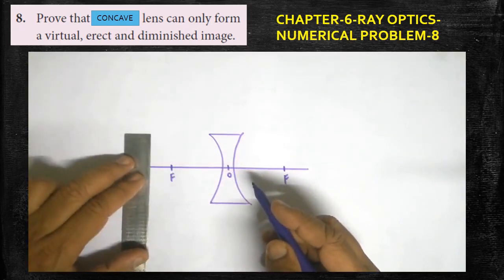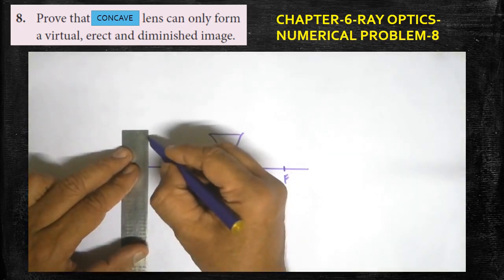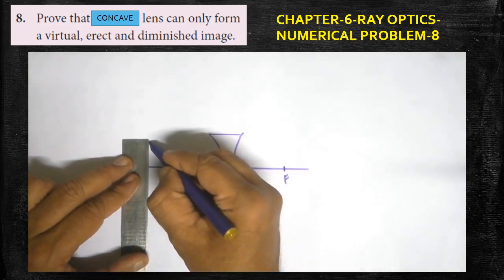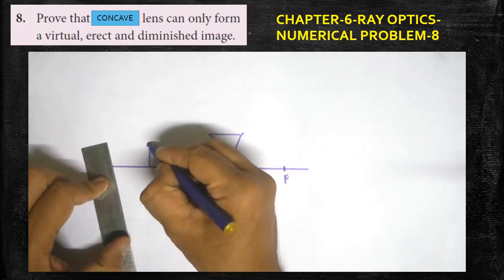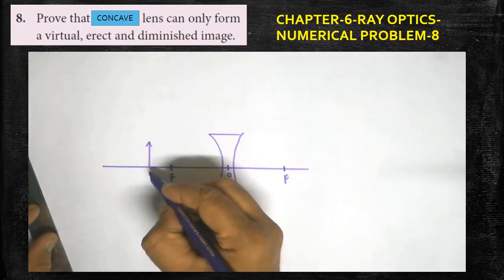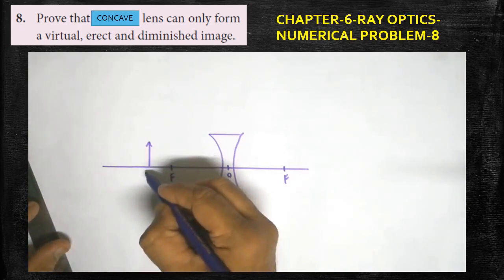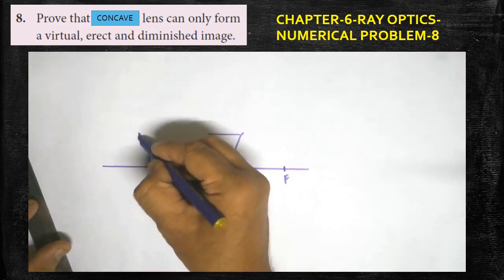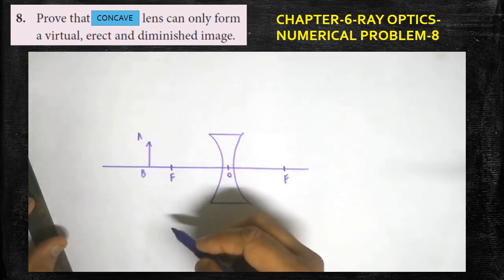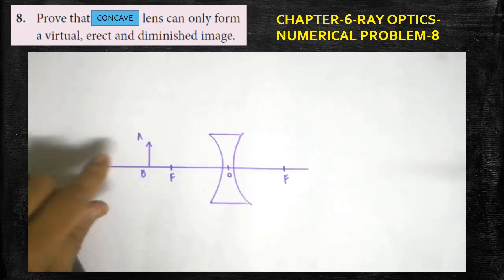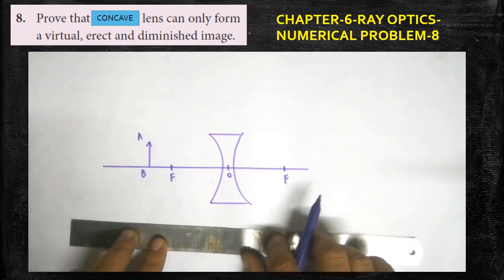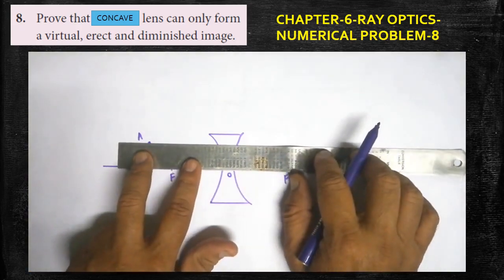Now I am placing the object here. Are you clear? I am placing the object here. That object can be named as, what is this? AB. This is named as AB. Are you clear? The name of the object is AB. Now we have to draw the ray diagram. How to draw the ray diagram?